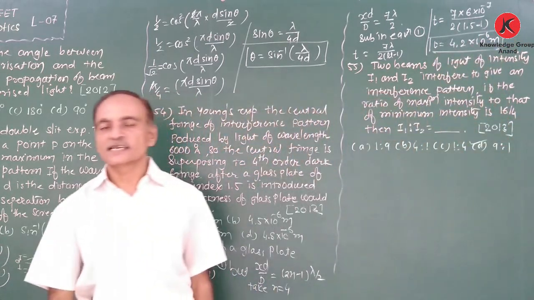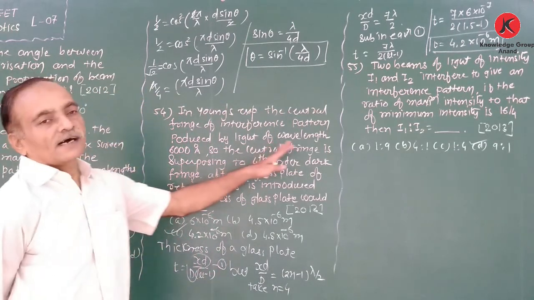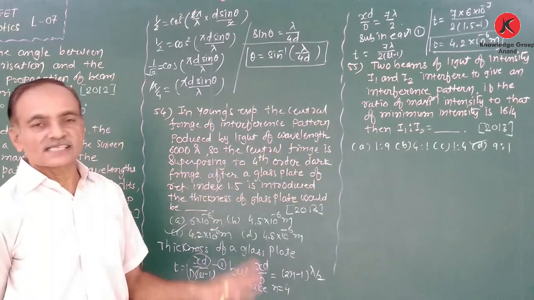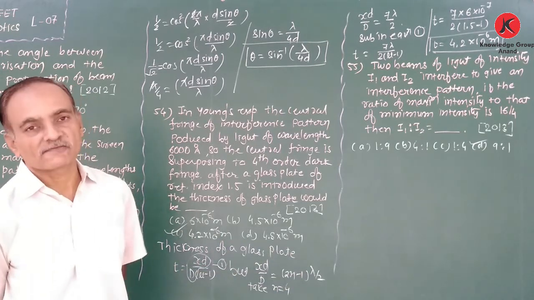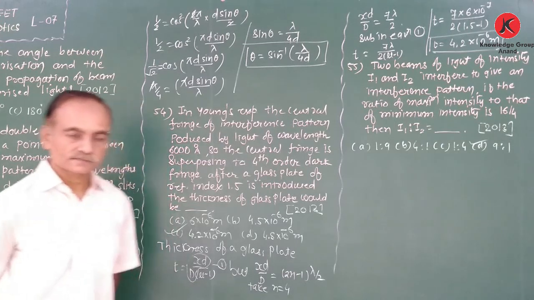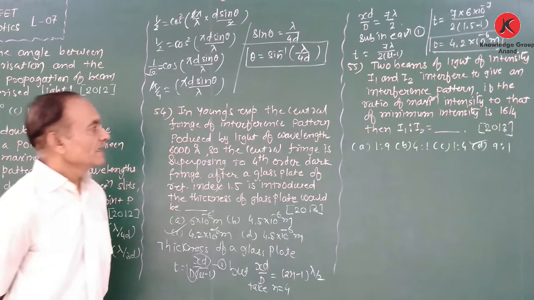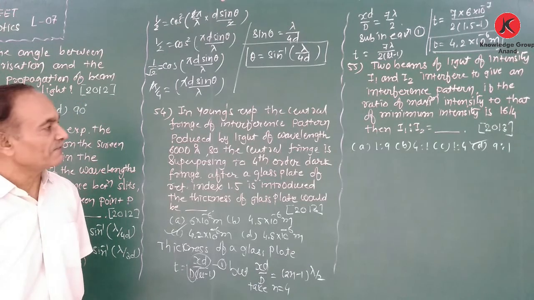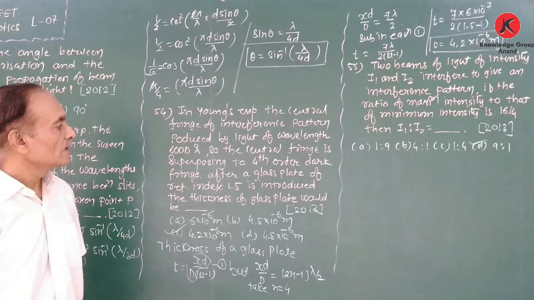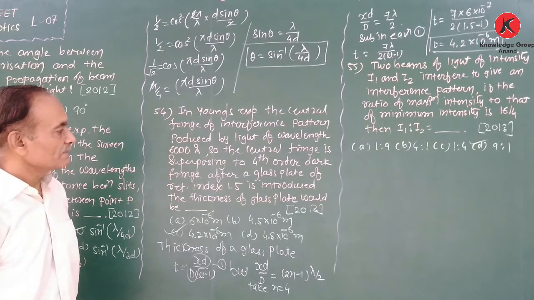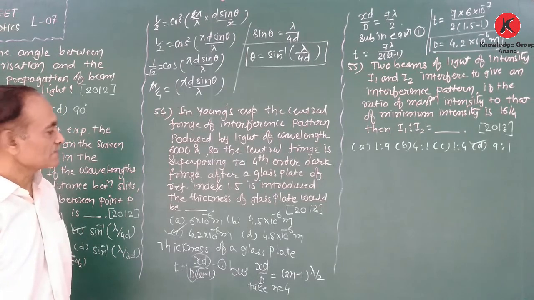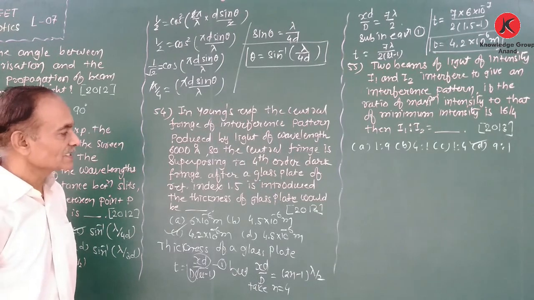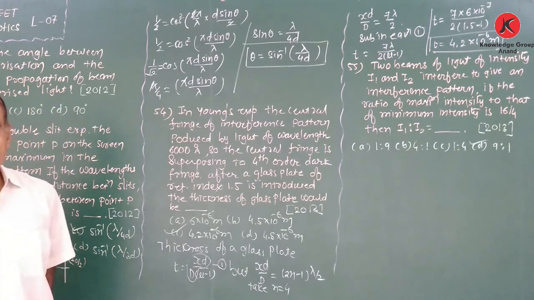as the thickness of the glass plate placed in the path of the incident light, so that at the point at which the central fringe is obtained, at the same point we obtain the fourth dark fringe. Again, this question: in Young's experiment, the central fringe of the interference pattern produced by light of wavelength 6000 angstrom is superposed by the fourth dark fringe after a glass plate of effective index 1.5 is introduced. Find the thickness of the glass plate.